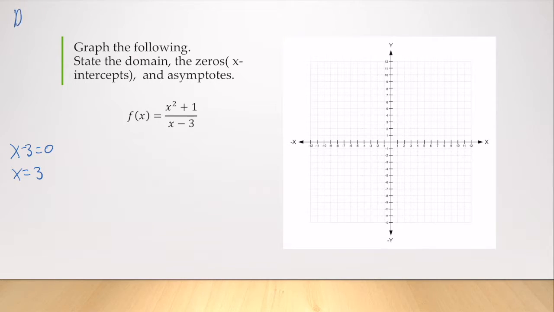So I get x equals 3. That means my domain is all values of x such that x doesn't equal 3. And my vertical asymptote is x equals 3. So here's our vertical asymptote.